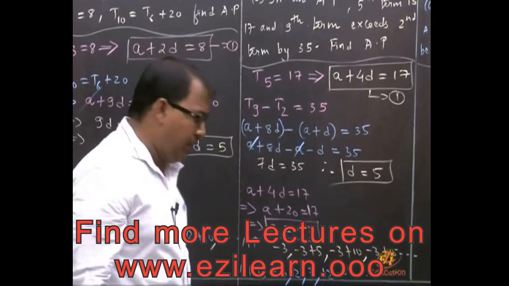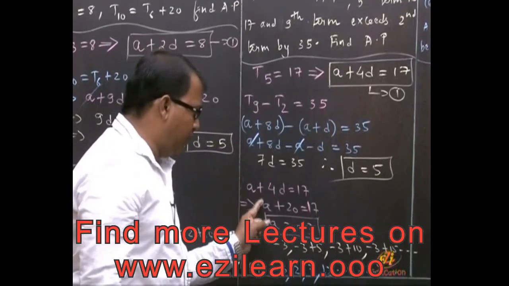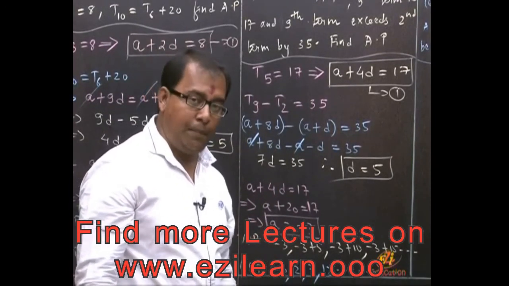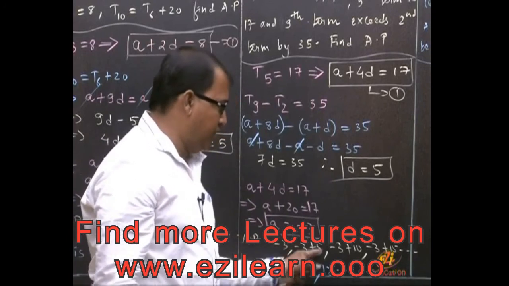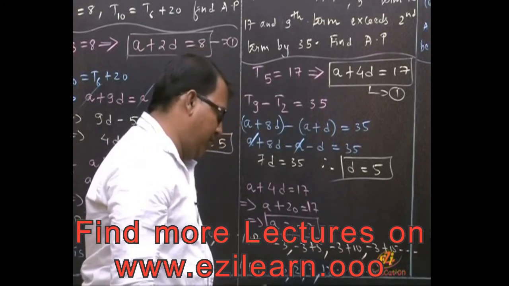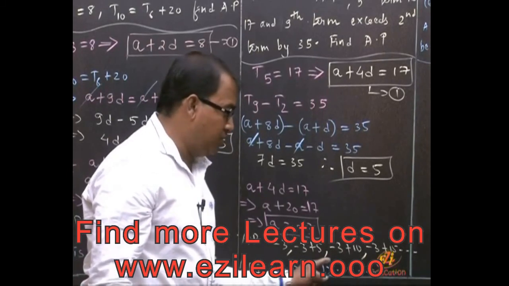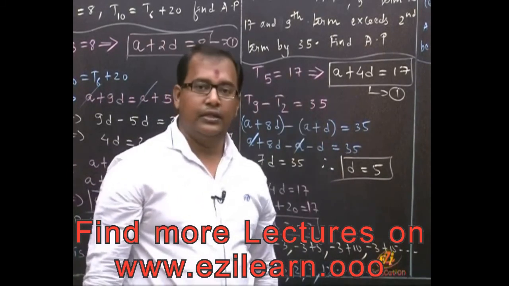Now, ninth term exceeds the second term by 35, which means ninth term minus second term is 35, T9 minus T2 is 35, T9 means A plus 8D, T2 means A plus D, subtracting we get 7D is 35, D is 5. Putting this value of D in equation 1, you get A as minus 3, then what? Then we have just to apply it properly as A plus D, A plus 2D, A plus 3D and so on. So AP is minus 3, plus 2, plus 7, 12, dot. That is an AP.